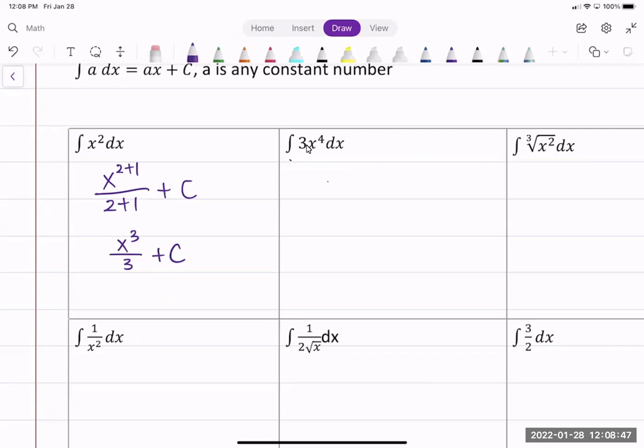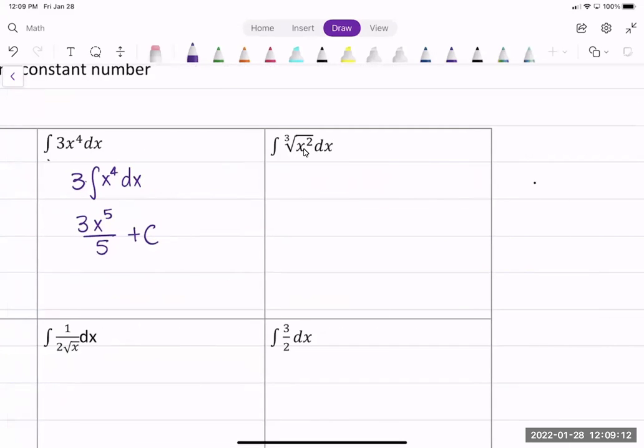Even though I have the coefficient 3 in the front, it doesn't matter because we can always pull that 3 out of the integral, and the integral now becomes 3 times the integral of x to the power 4 dx. We only care about the variable, and this becomes 3x to the power 5 over 5 plus c. That's how we do it, okay?